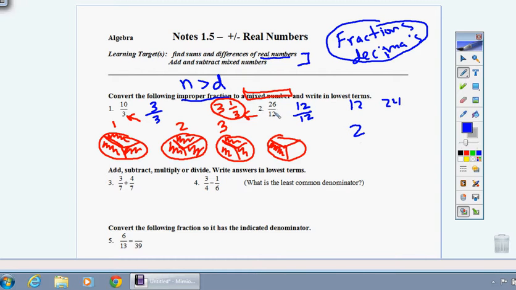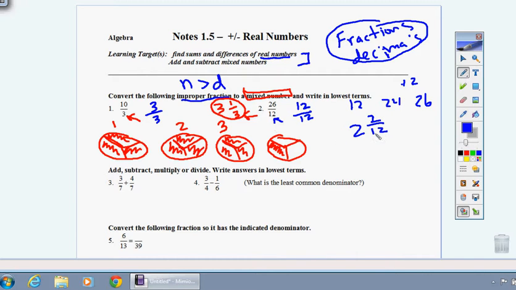Then what's left over? How many twelfths is left over? I have 12 twelfths, then 24 twelfths. Well, how do I get to 26? I have to add two more. So what's left is going to be 2 twelfths.